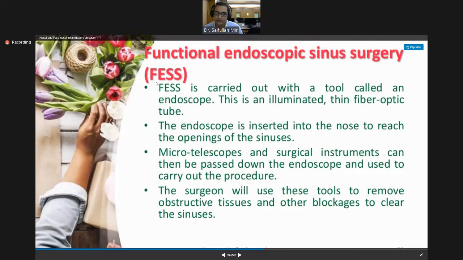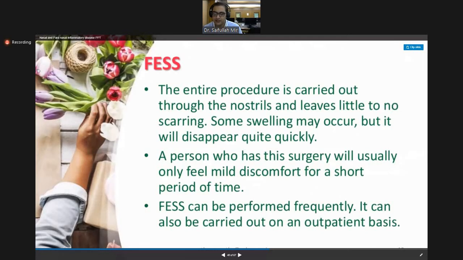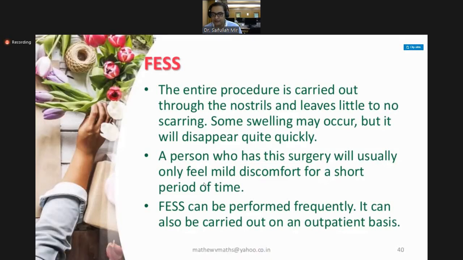So it is done through the nostril, leaves no scar. Swelling may occur, but it will disappear. A patient who has had the surgery will only feel mild discomfort for a short period of time post-operatively. It can be performed frequently and can be carried out on an outpatient basis.